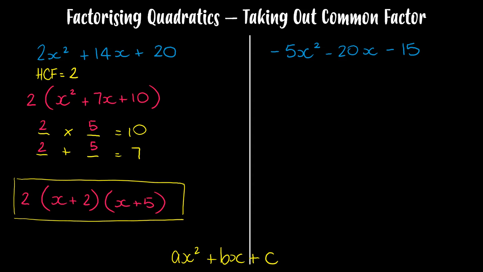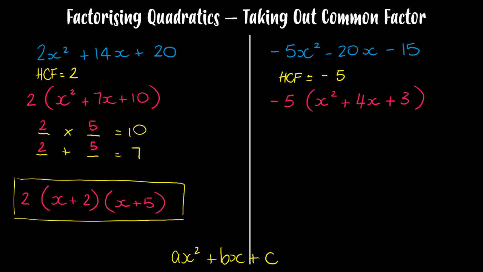The next one, just as easy, except there's one slight trick that a lot of people always forget about. So you look at it and automatically you know there is a common factor of 5. However, if we're looking at the highest common factor, you notice that they're all negative. So our highest common factor is actually negative 5. So by taking that out the front, I'm left with positive x squared plus 4x plus 3.